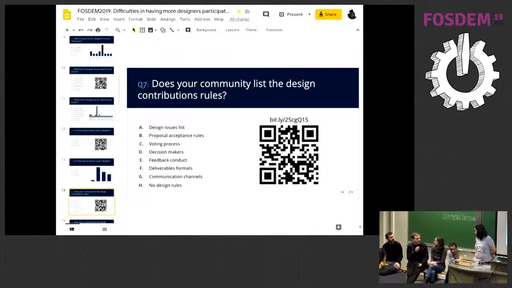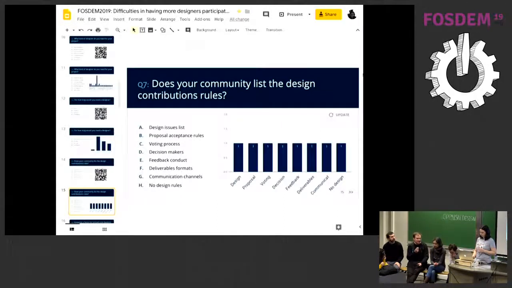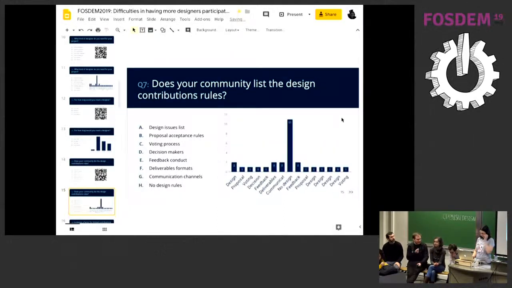What is often there in open source projects is some kind of contribution page: how to get involved as a developer, as a translator, as a writer, or in marketing. But what is often missing is design. Even if it's there, it's mostly just a link. What would be really good is a dedicated design page for a project, with specific things like the design issues list, decision makers, feedback conduct, deliverables, and communication channels.